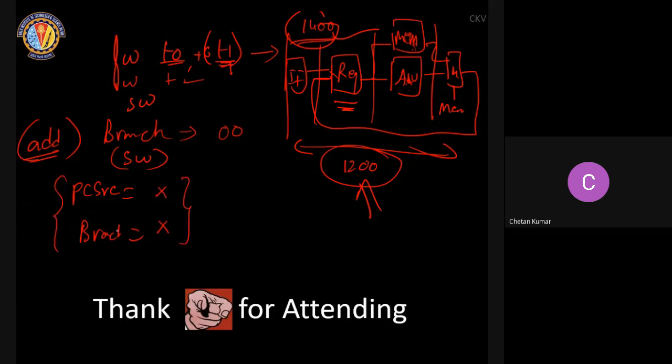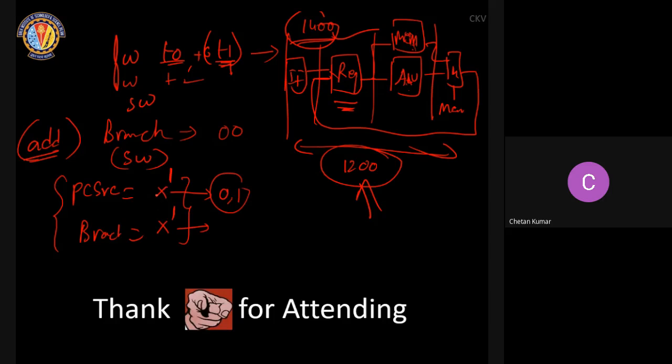Do you think this is correct? What is the meaning of don't care? Can you tell me what you understand by don't care? Don't care means it is not just either 1 or 0. It basically means that whether it is 0 or 1, it will not affect the outcome. Do you think if it is 1, it will not create a problem for PC source and branch?